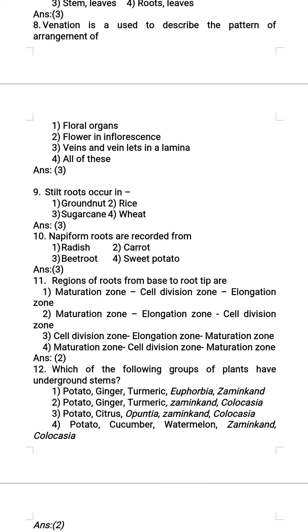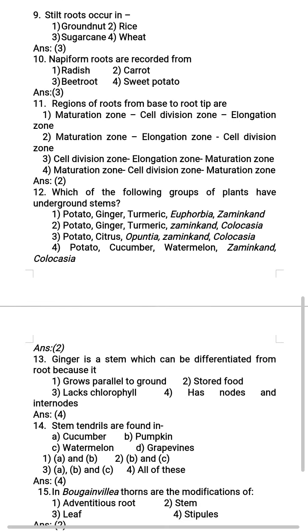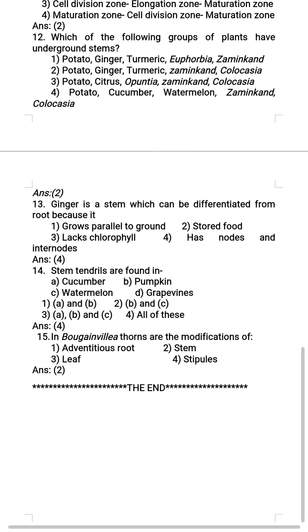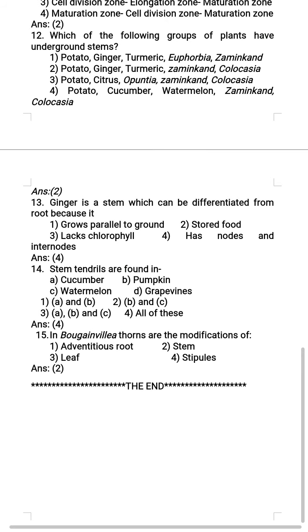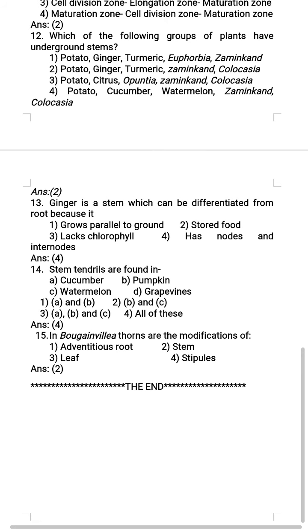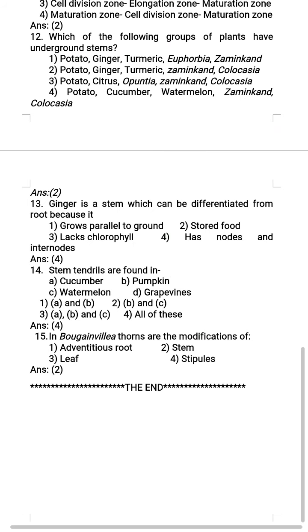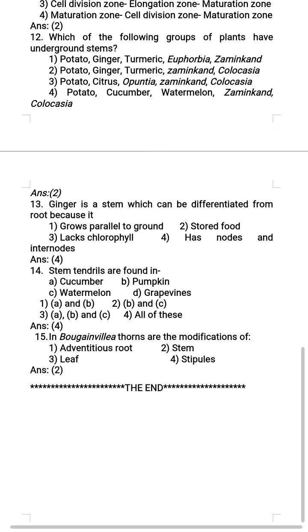Which of the following groups of plants have underground stems? Here many examples are given, students. Some groups are given. Let us see those groups and identify the correct answer. First group possesses some plants. What are those plants? Potato, ginger, turmeric, euphorbia, jamaica. See here, students, euphorbia is not a correct example, so let us eliminate this one.